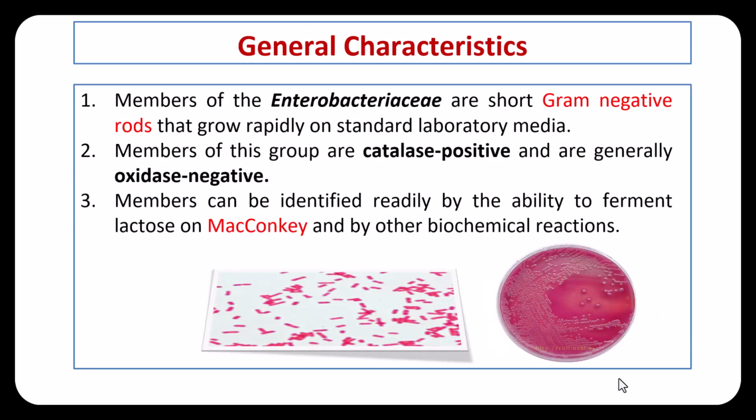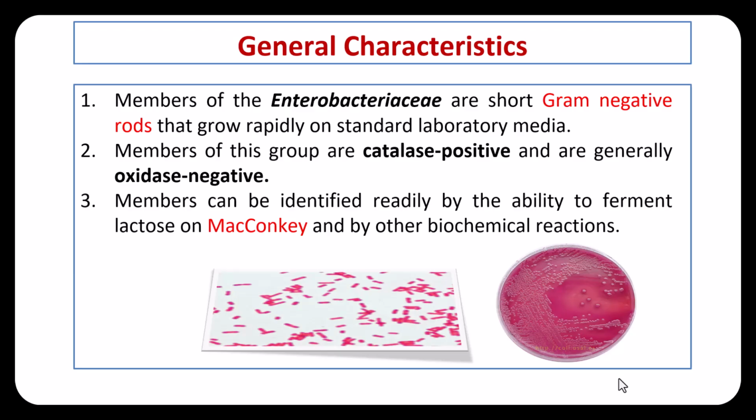Now, the general characteristics of the Enterobacteriaceae: this group of bacteria are short gram-negative rod bacteria. It means they appear under the microscope as pink bacilli when we do the gram stain. Why? Because they are gram-negative, they appear as a pink or red color under the microscope.